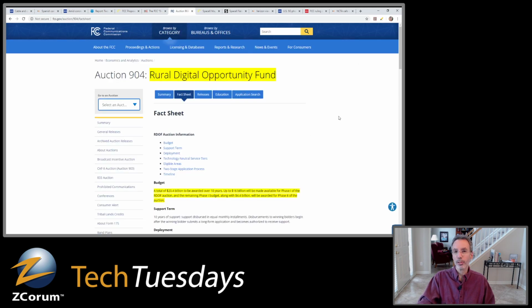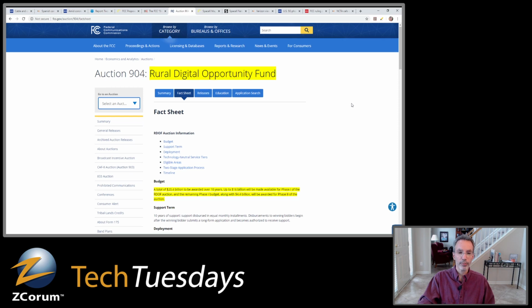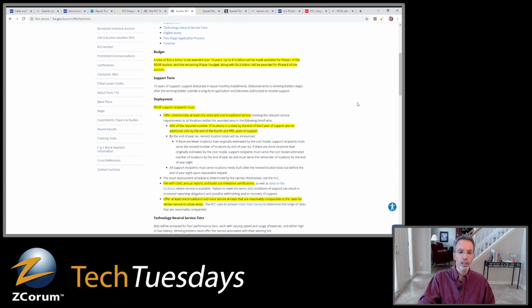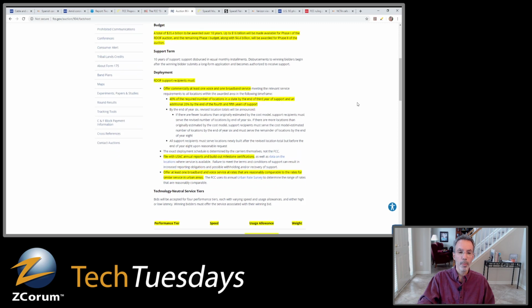So just a little more information about this RDOF program that they're starting up here. A total of $20.4 billion to be awarded over 10 years, and a lot of times they will do these awards over 10 years, and they'll do them in separate phases. So there is a phase 1 of this and then a phase 2.